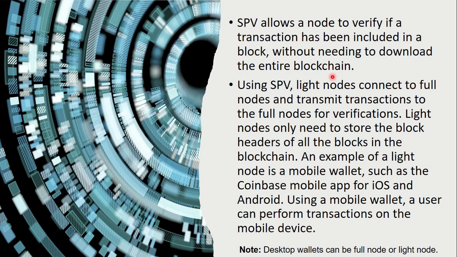Using SPV, a light node connects to the full nodes and transmits the transaction to the full node for verification. Light nodes only need to store the block headers of all the blocks in the blockchain. An example of a light node is a mobile wallet, such as the Coinbase mobile app for iOS and Android. Using a mobile wallet, a user can perform transactions on mobile devices. If we talk about a desktop wallet, it can be a full node or a light node also.